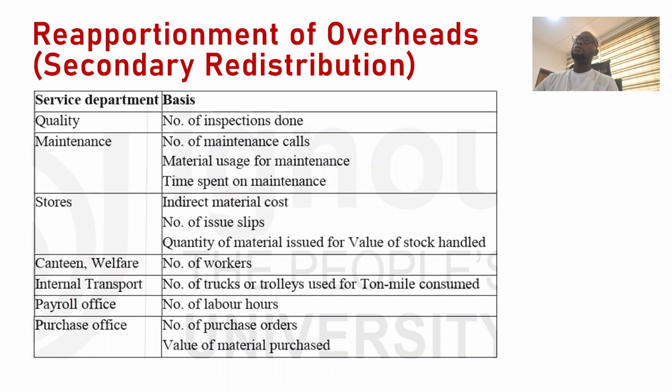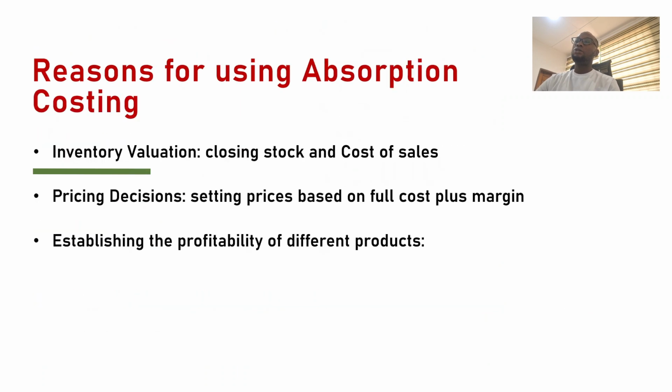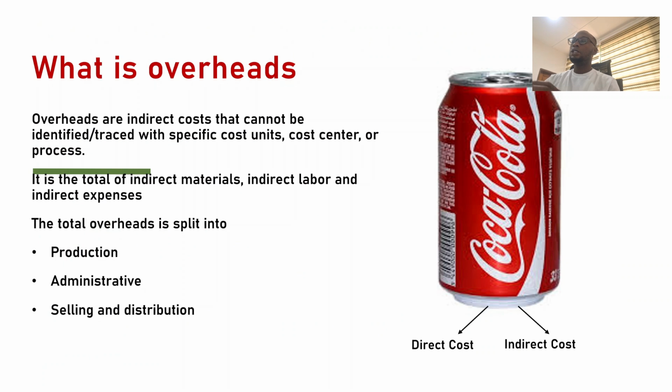Now let's look at the reapportionment of overheads or the secondary distribution of overheads. Now you should pay very good attention to what I'm going to explain. There may be several departments in an organization. We can have production department and a service department. So in the example of Coca-Cola, as a company, they can have a maintenance department. That maintenance department provides services to every plant that is used in the production of, say, Coke, Fanta, or Sprite. So the cost that will be incurred by the maintenance department is for all the products that are produced.